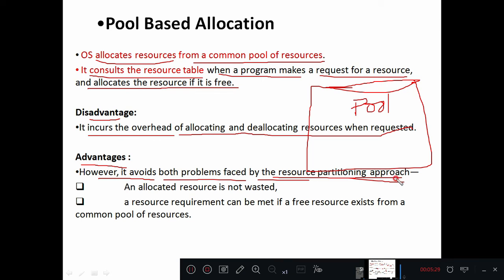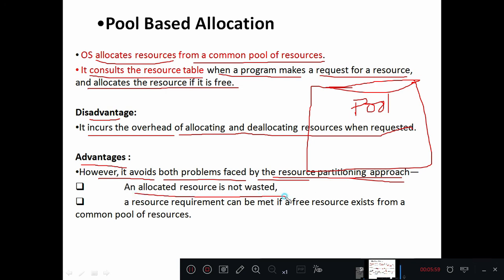But in case of pool based allocation, there is no partition. All the resources are kept in one pool, in one area. From there the operating system will decide as per the requirement of the user. If the user requires 2 MB of memory, only 2 MB of memory is picked up from the pool and allocated to the user program, right? So the first problem with partition based allocation can be avoided, that is, the resources will not be wasted.